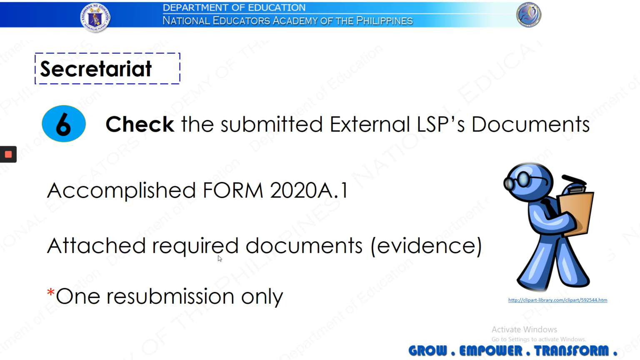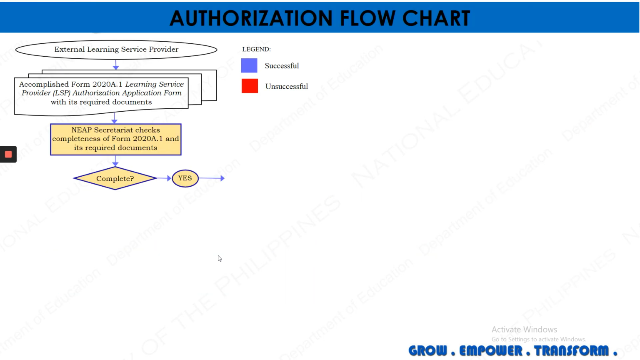Okay, so after the secretariat checked the submitted external LSP's documents, here's what will happen. The NAIAP Secretariat checks completeness of Form 2028.1 and its required documents. If it's complete, yes. Okay. So we have a legend here for us to follow easily. Where is the successful one, or where is the unsuccessful one? If it's successful, blue. If it's unsuccessful, red po.